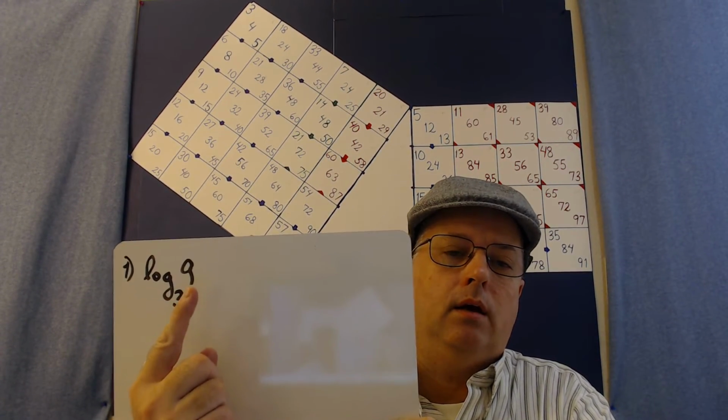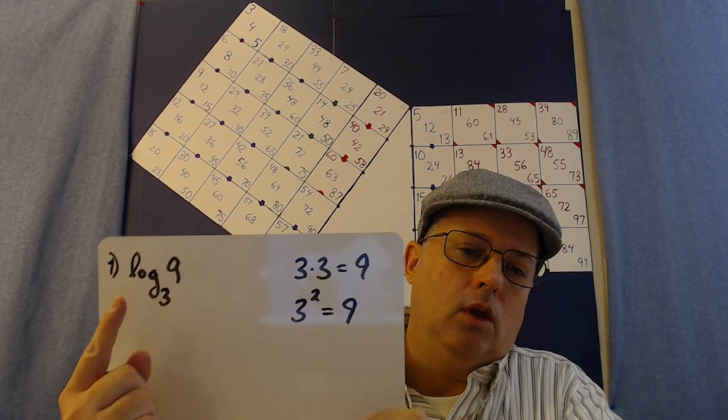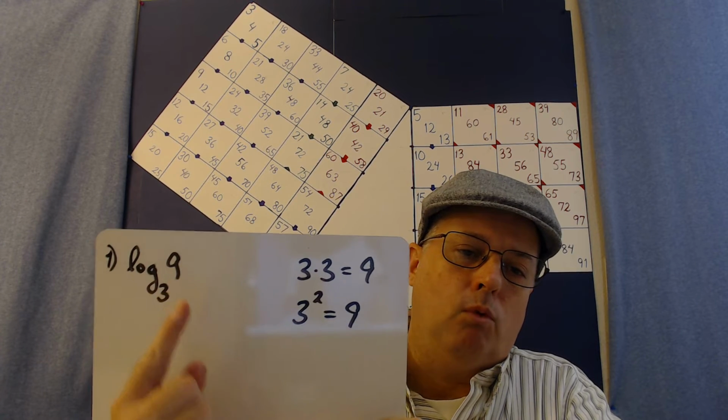Okay, example number 1. Here I have log base 3 of 9. Log base 3 of 9. And so you're asking yourself, how many times would I multiply 3 to get 9? Well, I would multiply 3 times 3 to get 9. So I would say 3 to the second is 9. And so the log base 3 of 9, what power of 3 gives us 9? It's the second power.